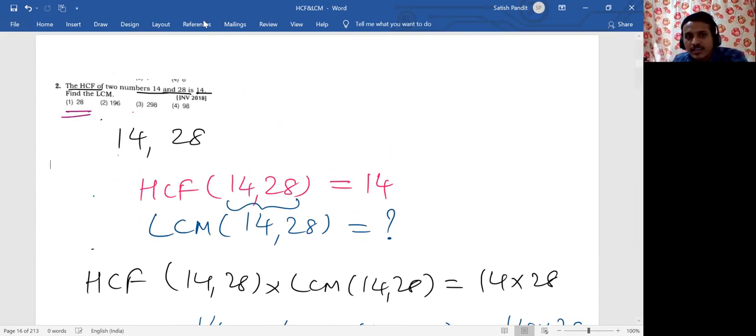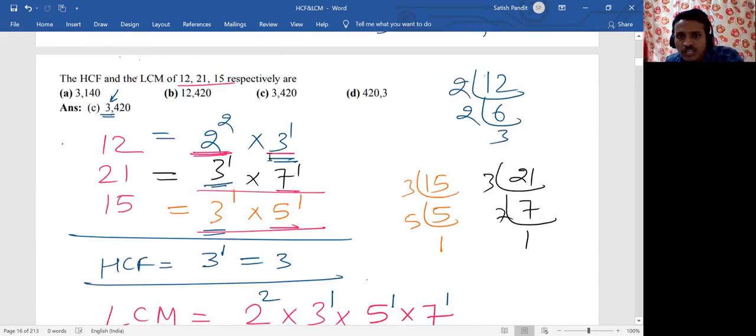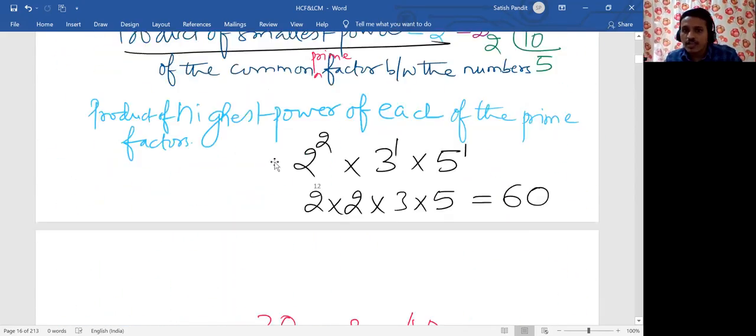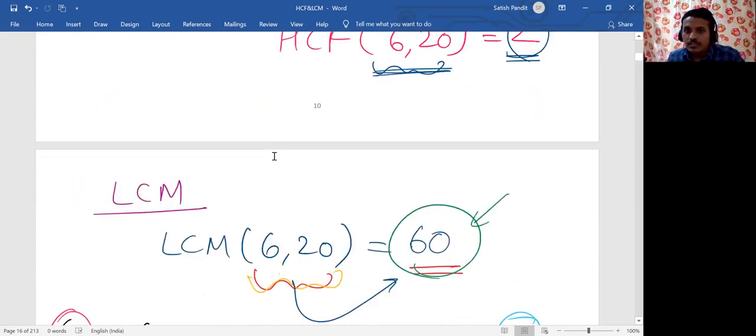Is it clear? I hope the concept is very, very clear. Using the concept which I have provided, you will be able to solve any kind of problem in HCF and LCM.